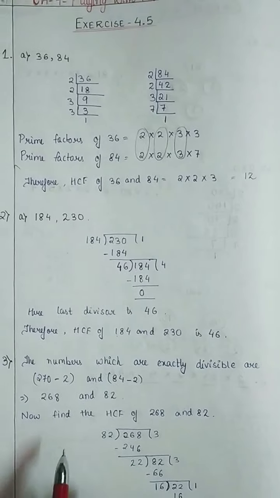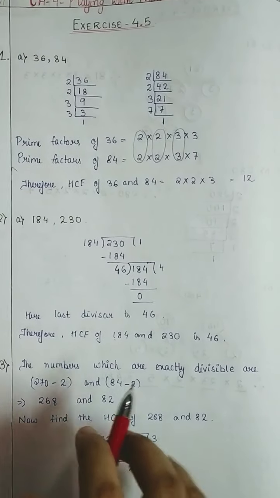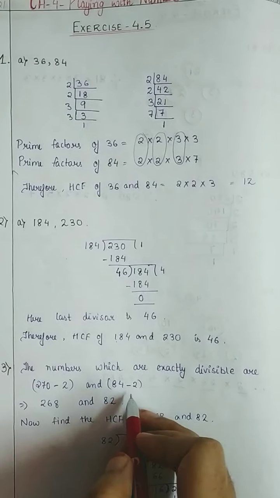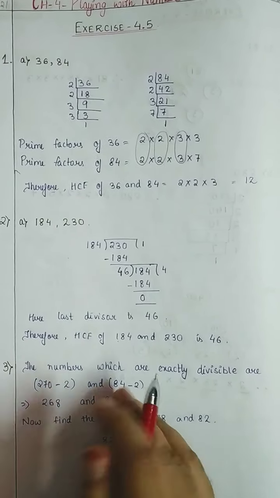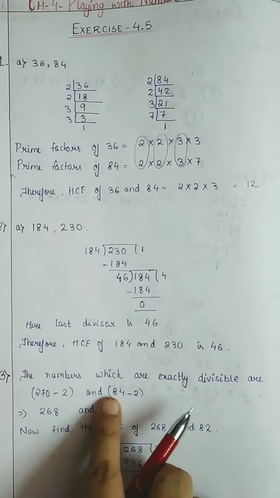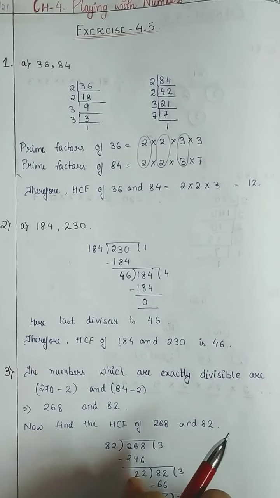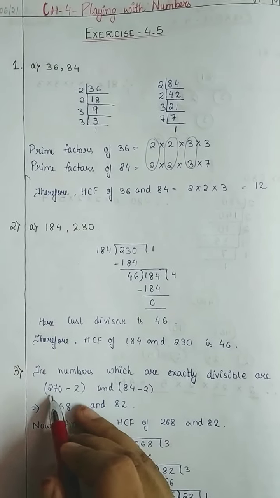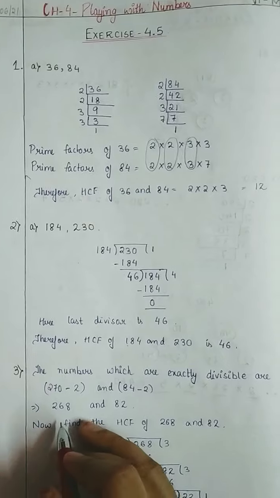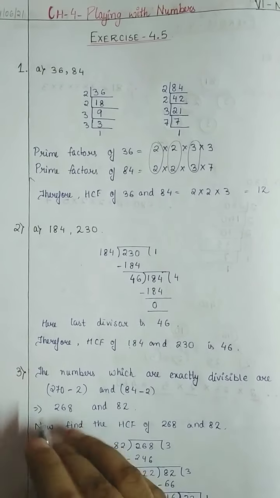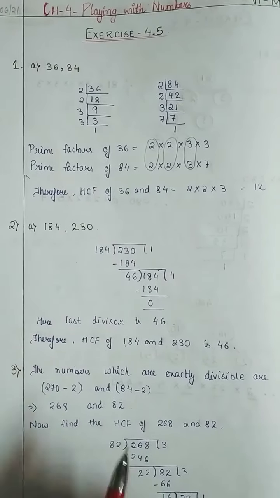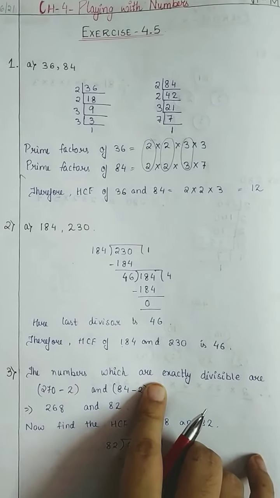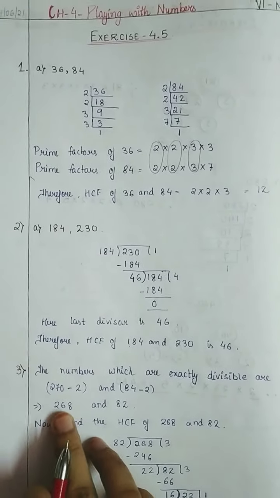Now question number 3. Here we have to find the greatest number which divides 270 and 84, leaving remainder 2 in both the cases. If it is leaving the remainder 2, it means we can subtract 2 and then find the HCF. Then we'll get an exact number. So first of all, 270 minus 2 and 84 minus 2, that will give 268 and 82. Whenever a remainder is given, you subtract that remainder from the numbers. All such questions are similar.